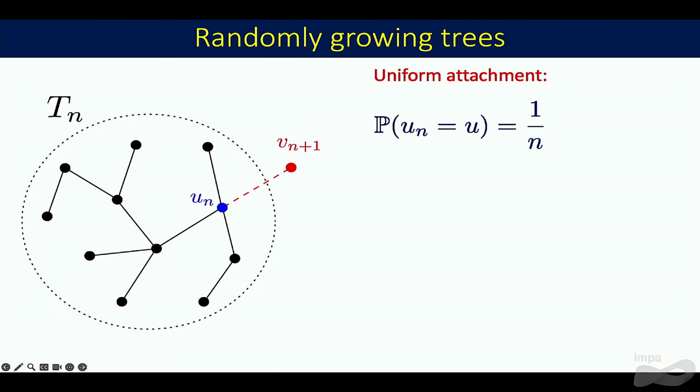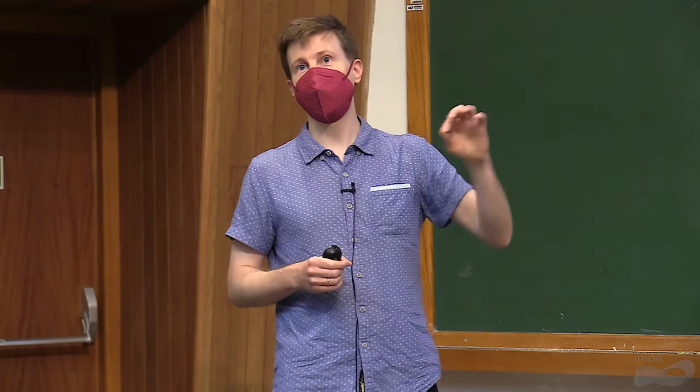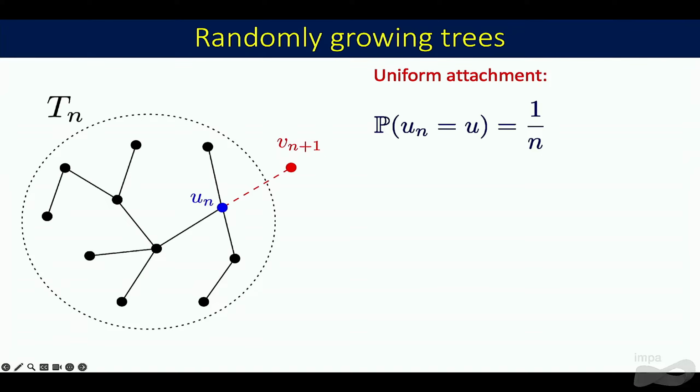So we'll be looking at randomly growing trees, the simplest of which is uniform attachment. So you start with a single vertex, and then you add vertices one at a time, and you connect them with a single edge to the existing tree that you have. And you do this in a way where you pick the node to connect to just uniformly at random. Right? So the simplest possible model, really, of a randomly growing tree.